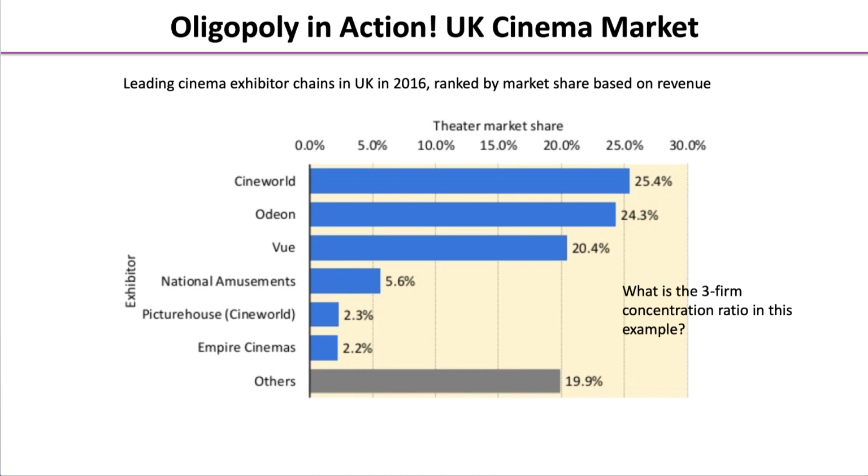Let's have a look at the cinema industry now. Different one this time. What's the 3-firm concentration ratio? Pause now. 70.1% is what you should have got. Now, it might surprise you that the cinema market is an oligopoly industry, but bear in mind that many cinemas in many counties in the UK might often be independent. And if we look at the others at the bottom of our screen there, the 19.9% share just shows how prevalent independent cinemas are in the UK.